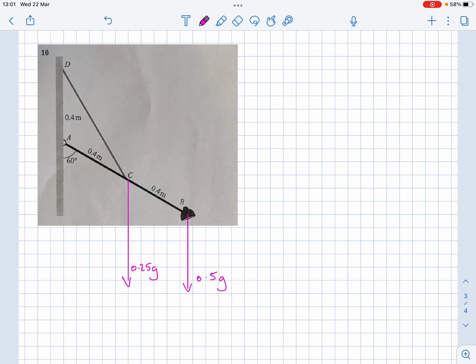1.5g. And I'm going to have a tension in the chain. Just going to move that so it looks a bit nicer.